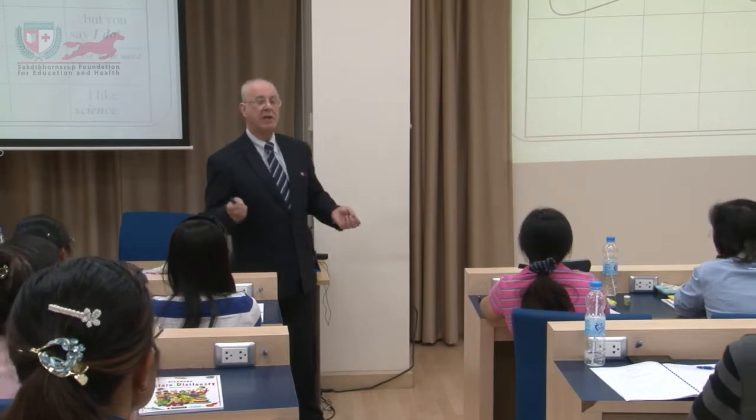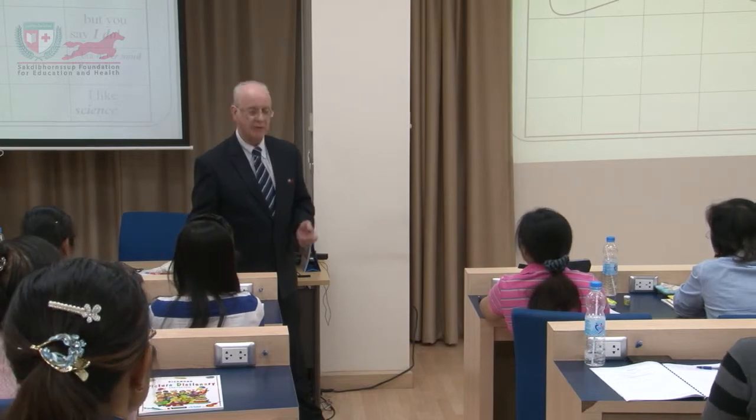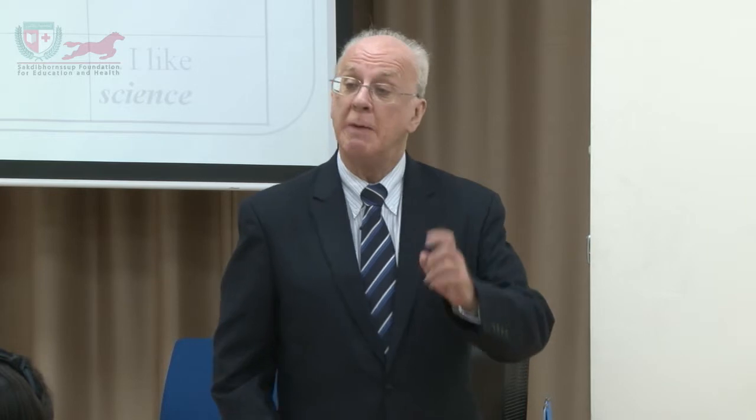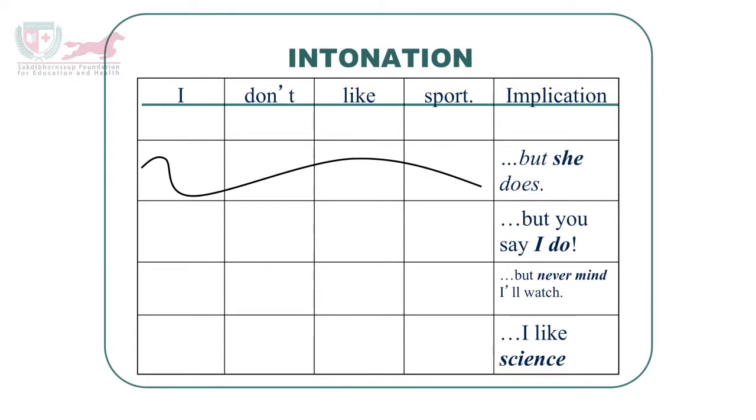So, everybody together. I don't like sport. I don't like sport. Okay, and the implied meaning, the hidden meaning is you must ask another person. Don't ask me. What about the next one? I don't like sport. You're telling everybody I like sport. It's not true. I don't like sport.